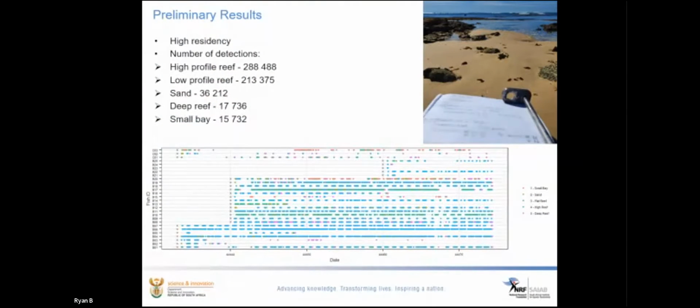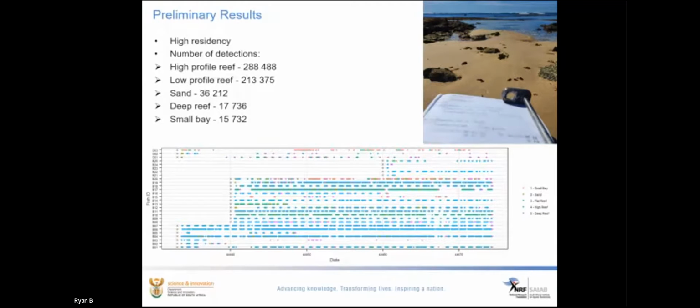Preliminary results indicate high residency by the tagged fish to the bay. While some fish have disappeared from detection range, most fish stay close to the bay. Most detections are seen on the high-profile reef, shown in blue, followed by the low-profile reef, shown in green. Some fish have ventured out of the bay and have been detected in the small adjacent bay, shown in orange.